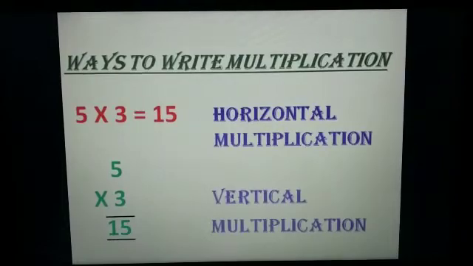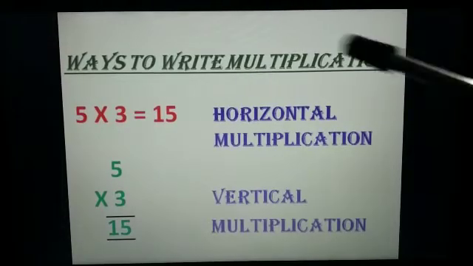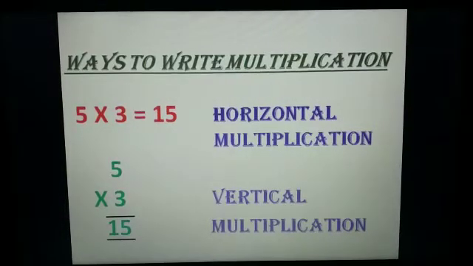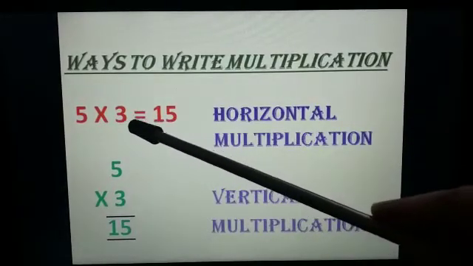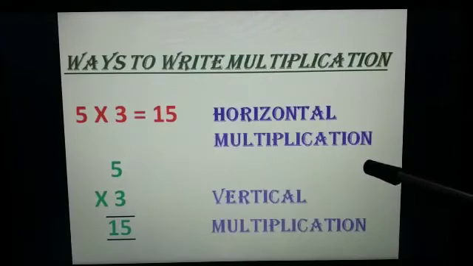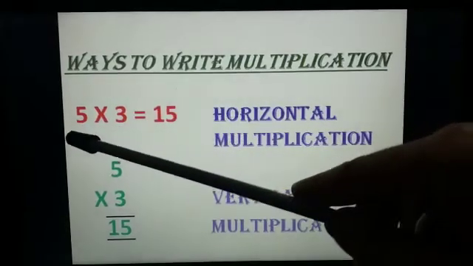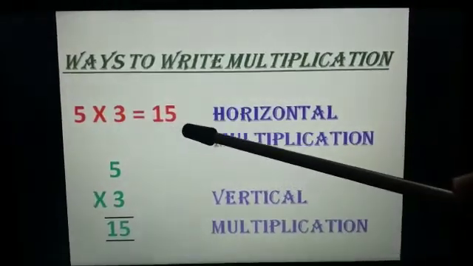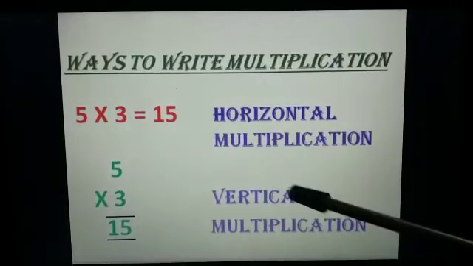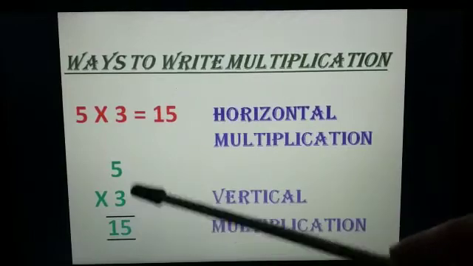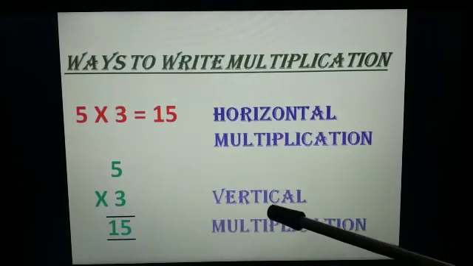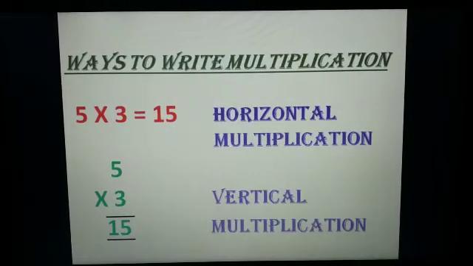Now, let's look at the ways to write the multiplication. 5 into 3, 15. This is called horizontal multiplication. If we write this like in a line, this is called horizontal multiplication. And if we write one below the other, this is called vertical multiplication.